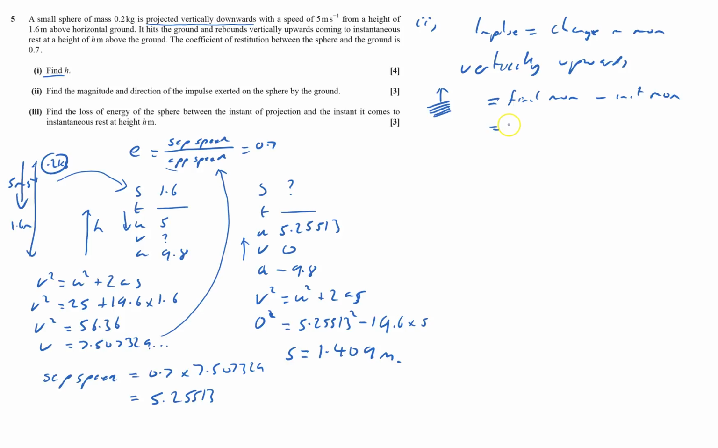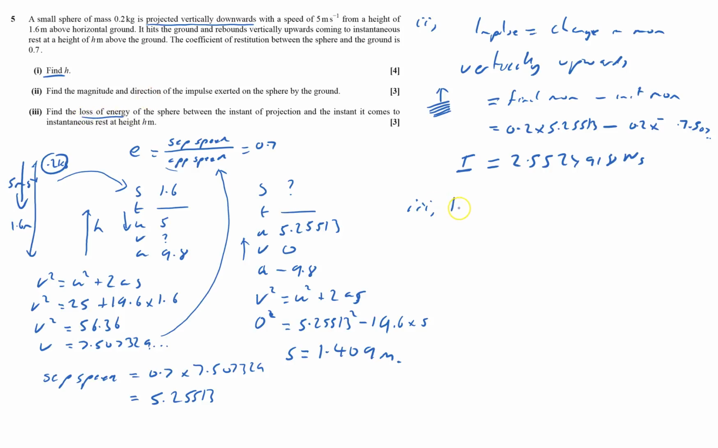So it equals the final momentum, mass times velocity, so 0.2 times the velocity as it goes up, which we just worked out, 5.25513, minus the initial momentum, which is 0.2 times the velocity, and the velocity is coming down, so that will be minus 7.507, so times negative 7.507, etc. And so I will end up with the impulse equal to 2.5524918 newton seconds.